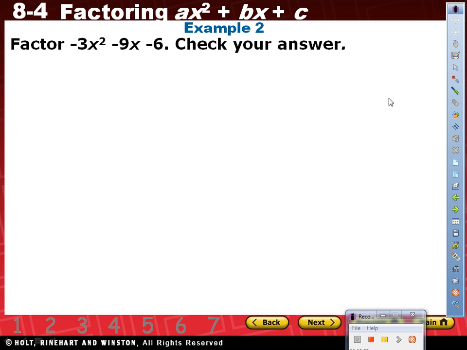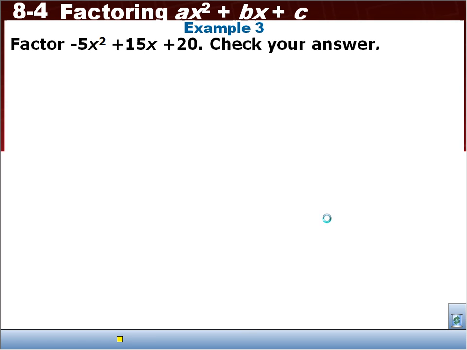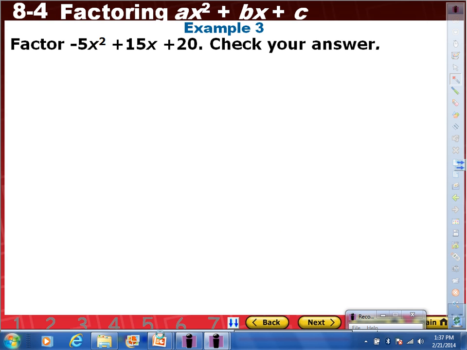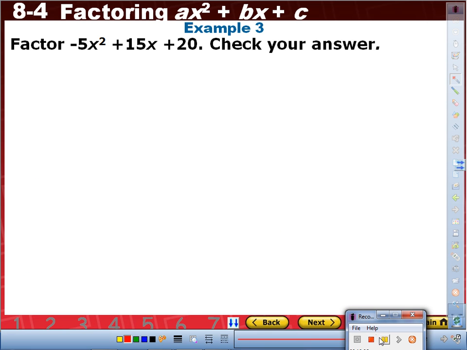Example 3. Copy that one, please. Example 3 is negative 5x squared plus 15x plus 20. Copy that. Let's do this one together. First step. Do we have a GCF? Yes. What number is that? 5. So I write it. However, what was our note that we just wrote? If the leading coefficient is a negative, factor it out. So I'm going to write negative right here, which is negative 5. You able to see what I did? Okay, we open a parentheses.